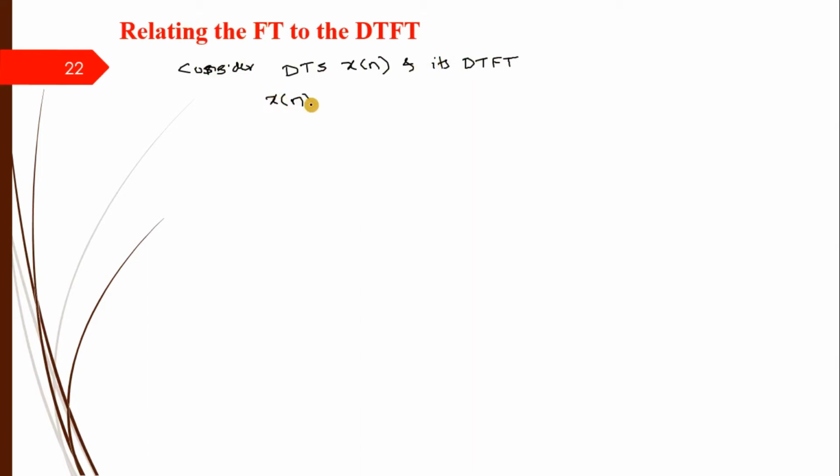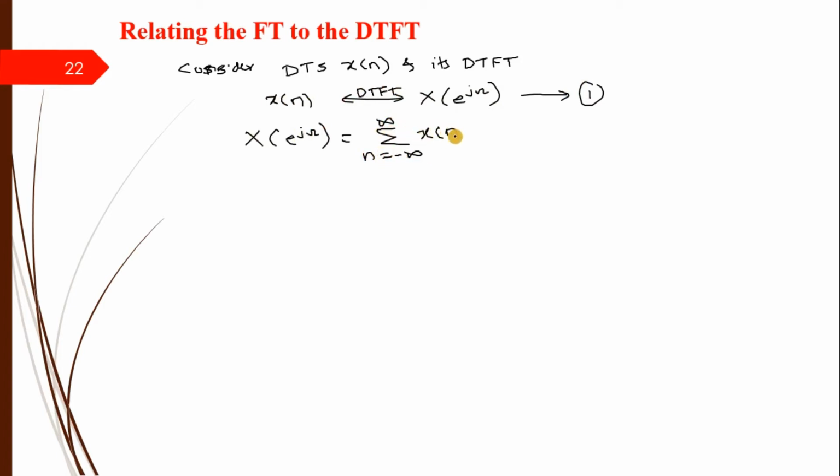So the DTFT pair can be written as: x of n is a time domain signal, and capital X of e raised to j omega is the frequency domain. Let me name it as 1. X of e raised to j omega is written as summation n equal to minus infinity to plus infinity x of n e raised to minus j omega n. This I call equation 2. This is a standard form, right? Standard definition it is.